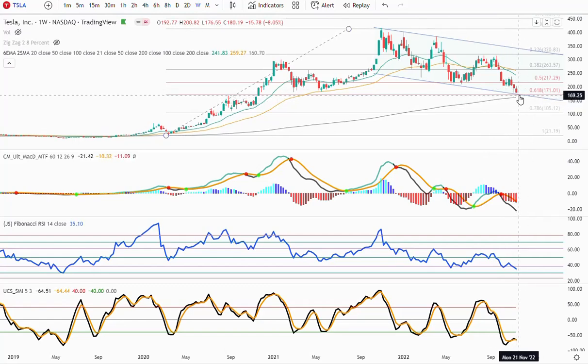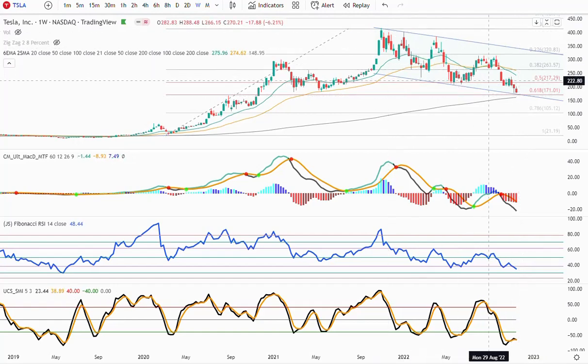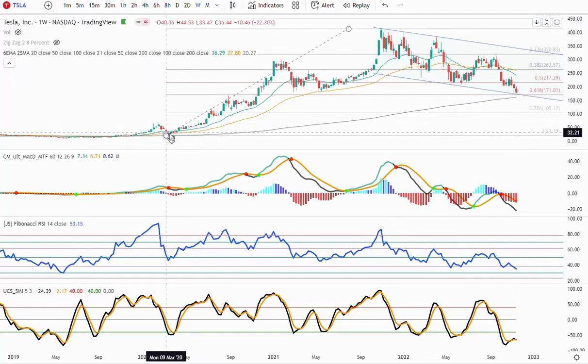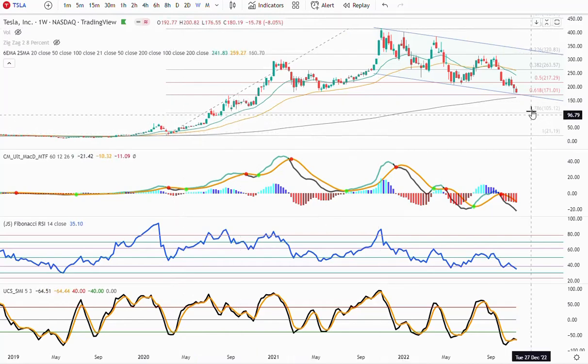So if it comes to this level, it's around 171. It will have corrected 61.8% of the move from COVID lows to this high. 61.8 is usually a significant fib level. So that's the third point.